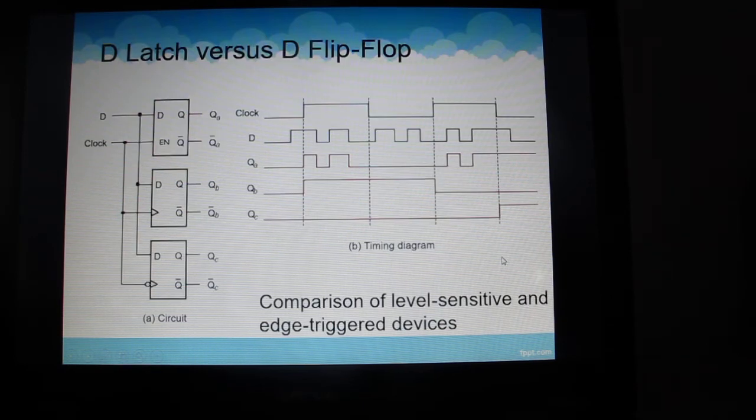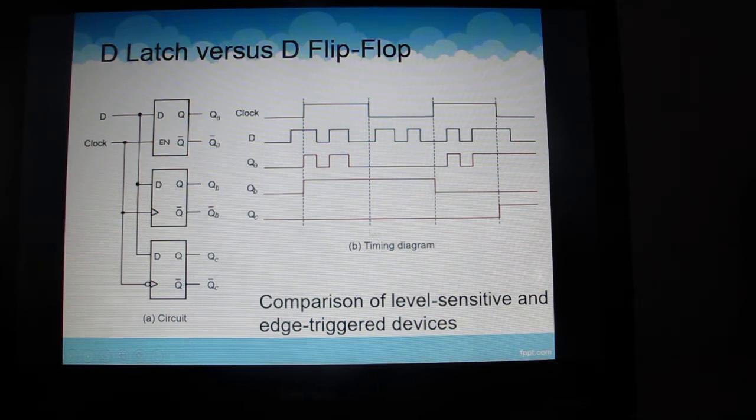This is an example of D latch versus D flip-flop. For example, these circuits are connected to the same clock. The clock will be the same, and this one will be positive. This one is using the latch, and this one is using the flip-flop. This is positive edge trigger, and this one will be negative edge trigger. So this is our input and output: outputs QA and QA bar.